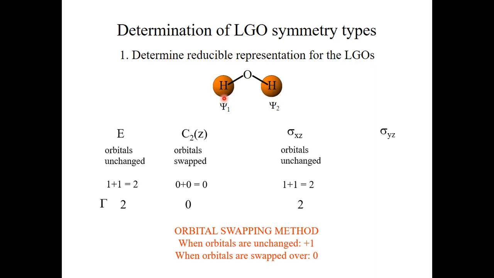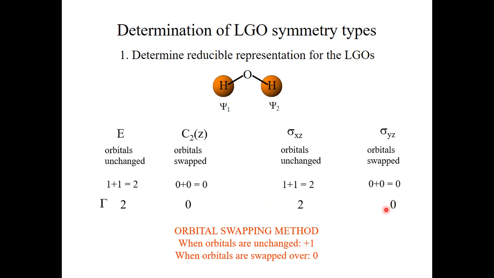Last but not least, we look at the second mirror plane. The second mirror plane stands perpendicular to the molecule. Do the orbitals get swapped? In this case, the answer is yes. Psi1 gets moved to the right side, and psi2 gets reflected to the left side. So both of the wave functions get the character 0. These two characters add up, and that gives you the overall character 0. So we have now determined all the characters in the reducible representation, which is 2, 0, 2, 0.